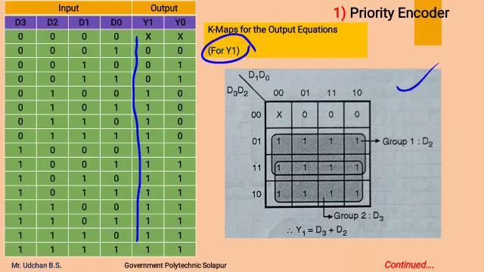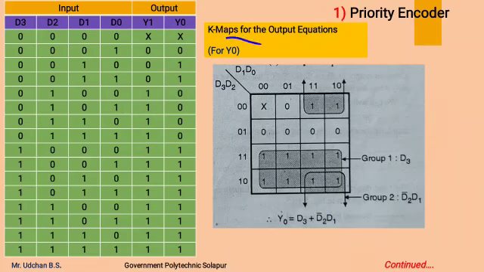Now in this we will get 2 octets. This is the first octet, this is the second octet. For the first octet, we will get the expression as D2. You already know how this expression can be found out. For the second octet, we will get the term as D3. So for Y1, we will get the expression as D3 plus D2.